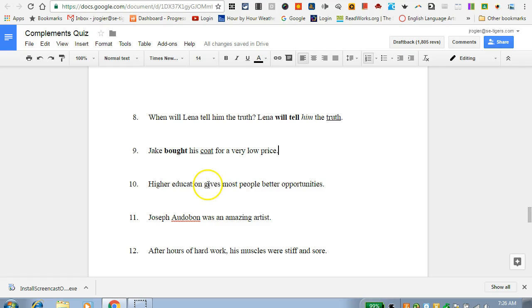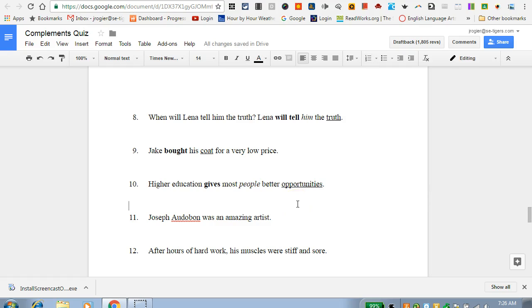Higher education gives. There's our verb. What does it give? It gives opportunities. So we underline that. Who does it give the opportunities to? People. So people would be the indirect object. Opportunities is the direct object. People is the indirect.